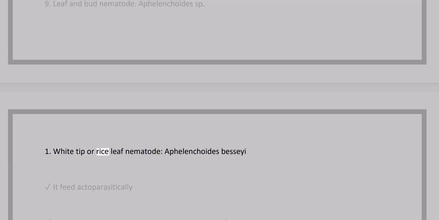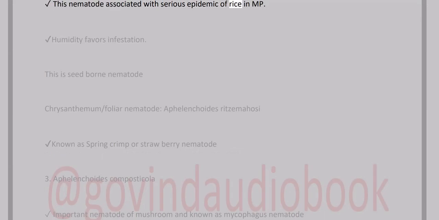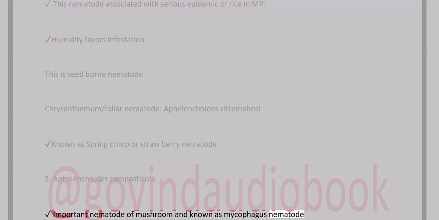1. White tip or rice leaf nematode, Aphelenchoides besseyi, feeds ectoparasitically. This nematode is associated with serious epidemics of rice in MP. Heavy humidity favors infestation. This is a seed-borne nematode. On chrysanthemum, a foliar nematode, Aphelenchoides ritzemabosi, is known as spring crimp or strawberry nematode. 3. Aphelenchoides composticola is an important nematode of mushroom and is known as Mycophagus nematode.